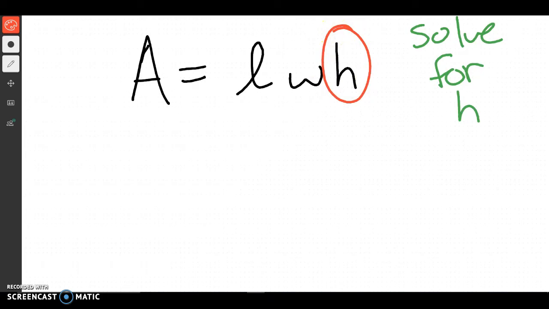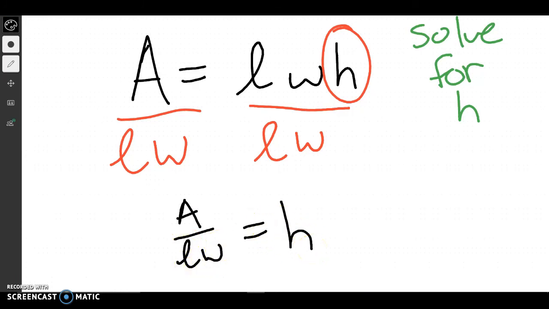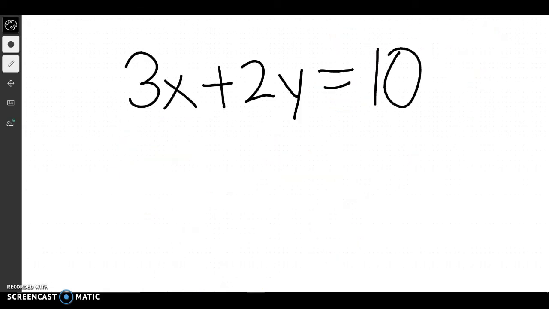And so the first thing that I see is we have L and W, and they're timesing H. So when I'm thinking through this, I would go, oh, how would I get L and W away from H? I should divide them. We could divide them in 2 steps, but it's probably easiest just to divide them in 1. So we're going to take L and W and divide it on both sides. And when I do that, I should get A over LW is equal to H. And I should be done, because again, we got H all by itself on the right-hand side. So we're good.